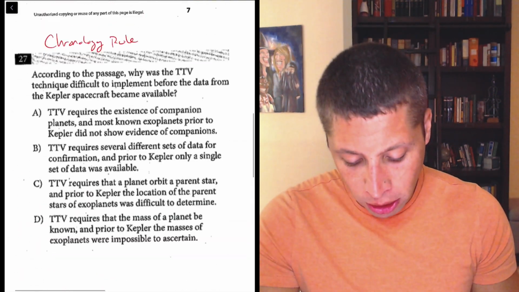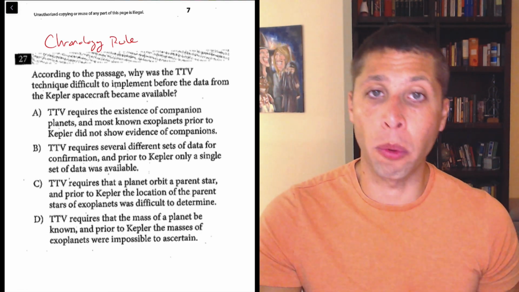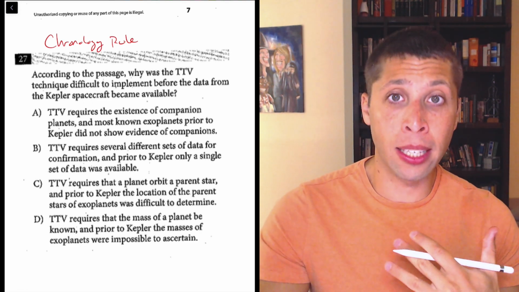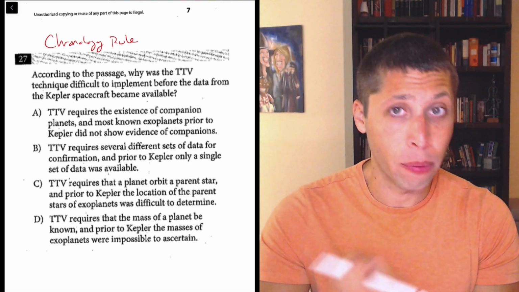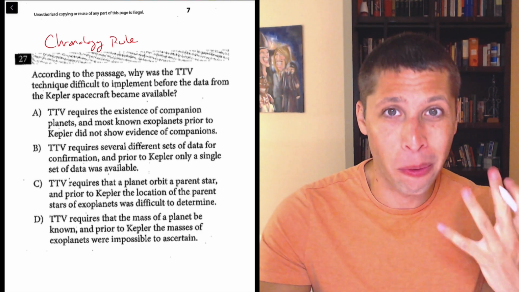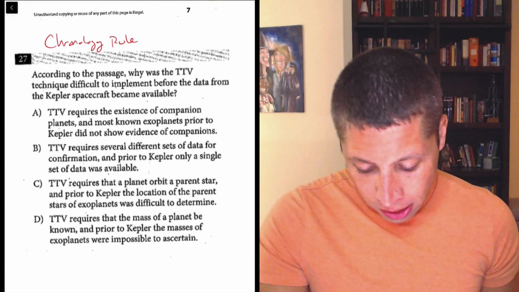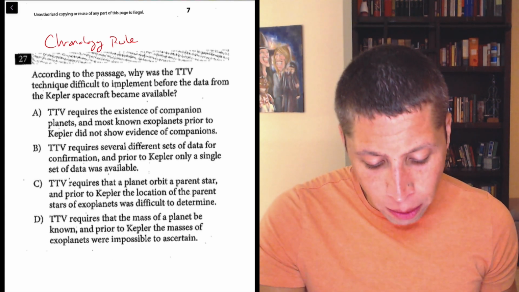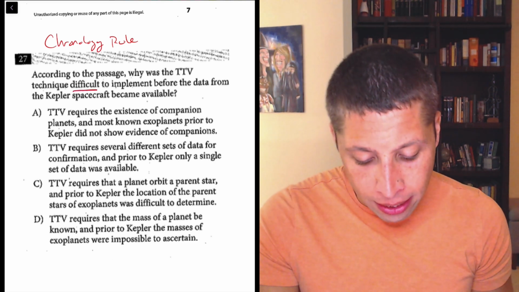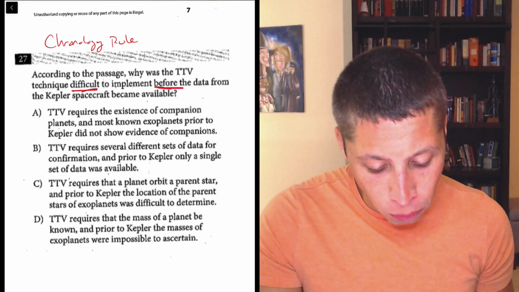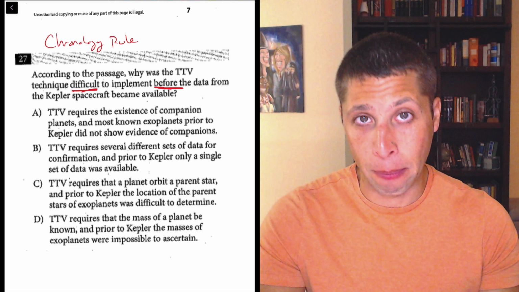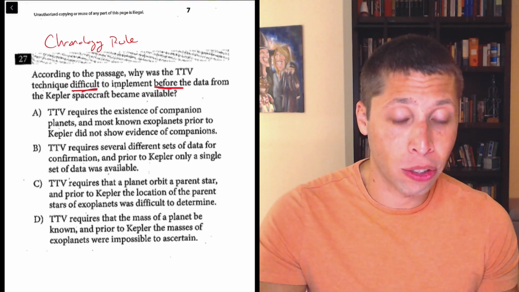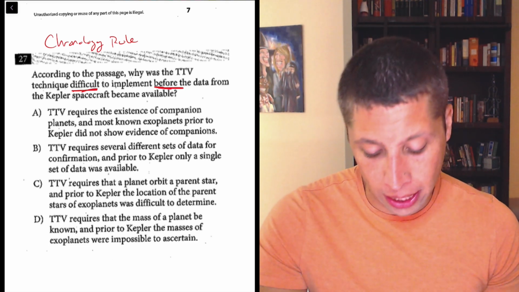So let's start with that, 17 to 45, and let's make sure we understand what we're looking for. We don't want to just read lines in a vacuum. We want to make sure we have a plan. We are hunting for an idea. We are not just reading to understand everything. We want to understand this one thing. So according to the passage, why was the TTV technique difficult to implement before the data from the Kepler spacecraft became available? So that's a very specific claim. That's another reason I don't think this is a main idea question. It's about some very specific idea.